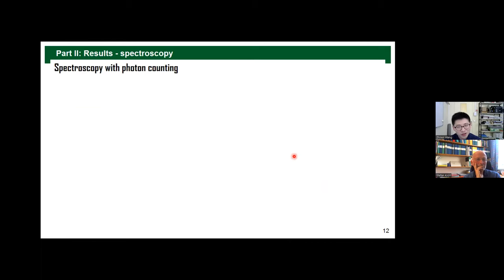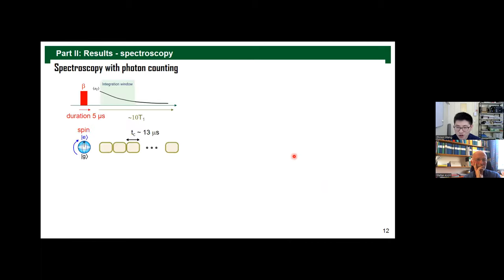So how do we exactly do photon counting for spectroscopy? It's a very simple way. First, we apply a pulse to send the spin to the excited state. Then we wait for the spin to relax. And this photon counter is working in a cyclic manner, and each cycle takes about 13 microseconds. What happens in real life is that after the pulse, at a random time, we detect a click. And we can also see another click. So it can come from the spins or come from the dark count, the background noise.